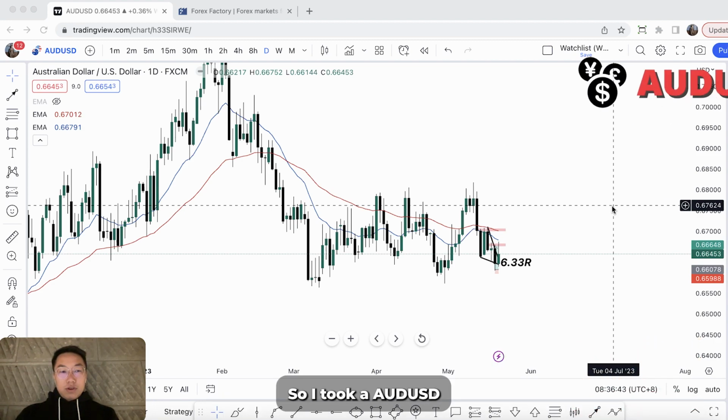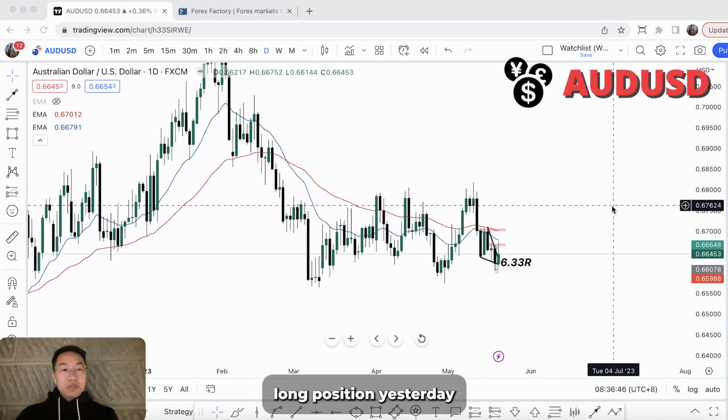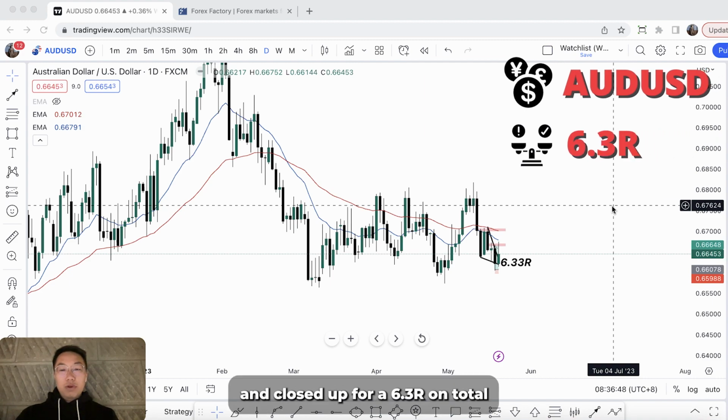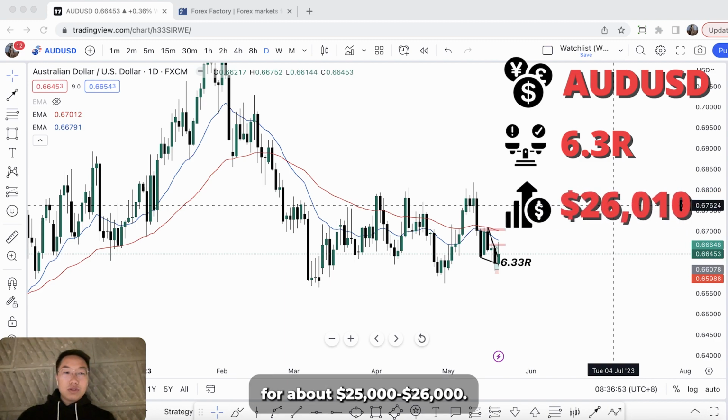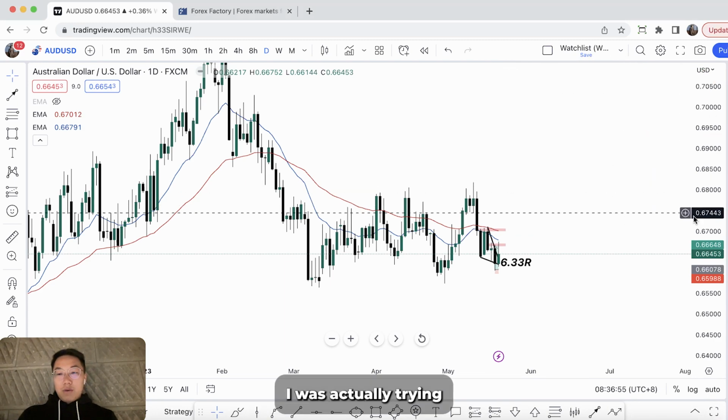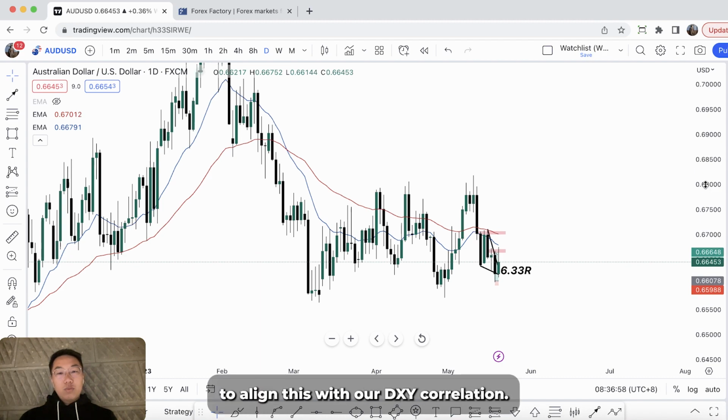So I took an AUDUSD long position yesterday and closed up for a 6.3R, a total of about $26,000. If you look at the chart here, I was actually trying to align this with our DXY correlation.